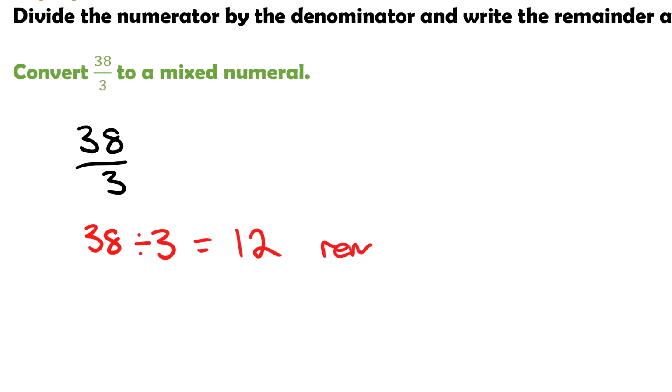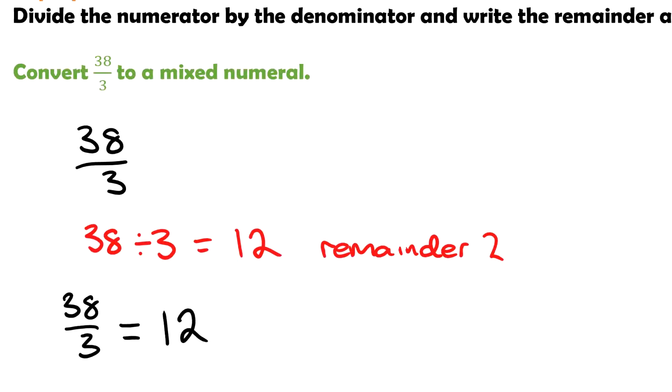So 12 remainder 2. That 12 becomes our number out the front. So 38 over 3 equals 12 out the front, and we have 2 left over. So 2 is our new numerator, and on the bottom stays our 3. All we've done is divide our top number by our bottom number. Whatever's left over remains on top of the fraction. So 38 over 3 becomes 12 and 2/3.